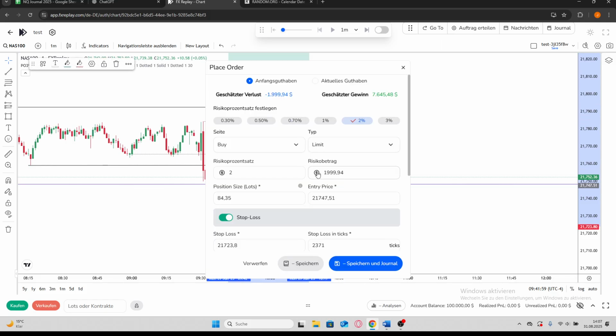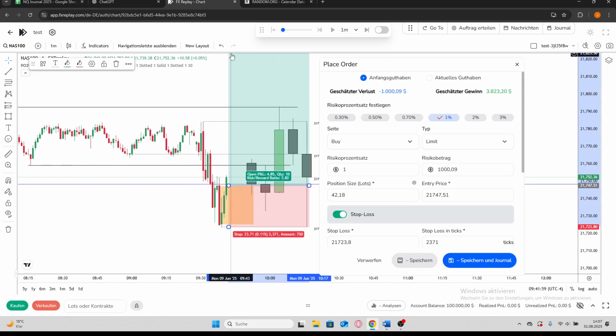Alright, I'm just creating the order. I think I'm risking 1%. I think that's also really important about this model. This model has no high win rate, so you always should make sure to keep your losses really small. And if you're really confident about a trade, you should risk just more.